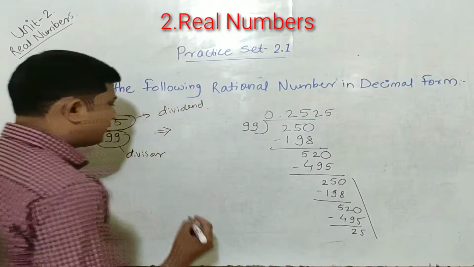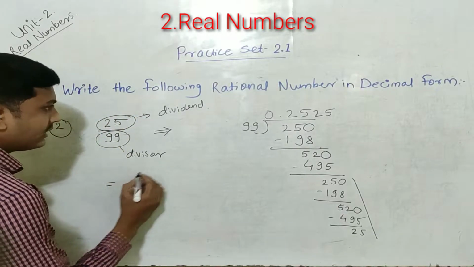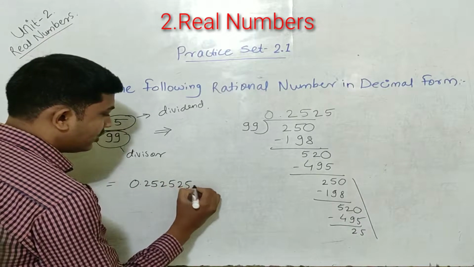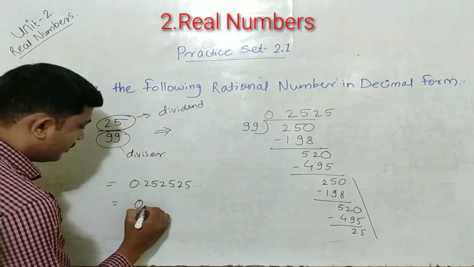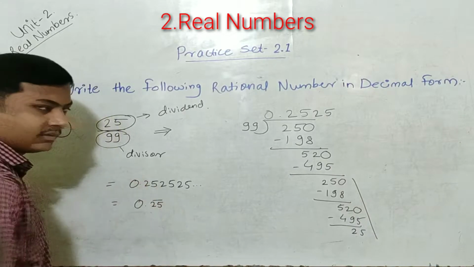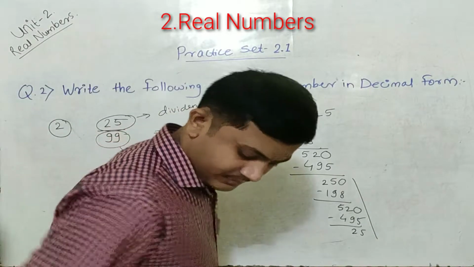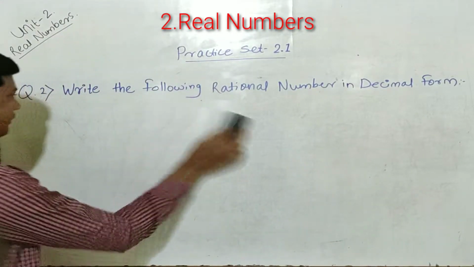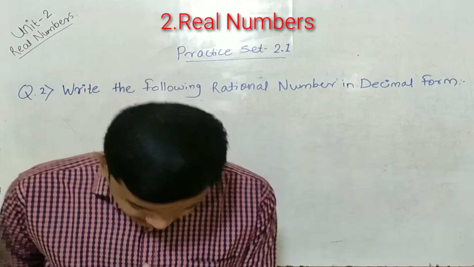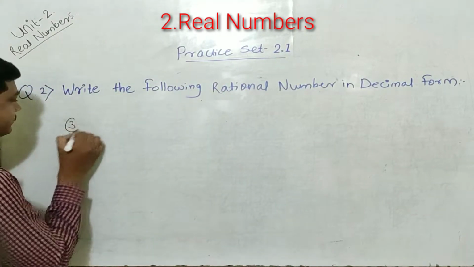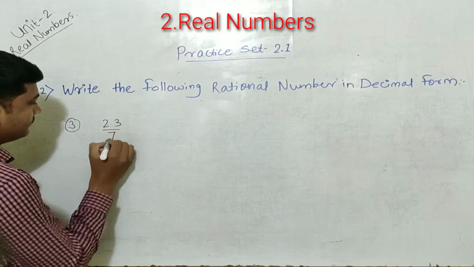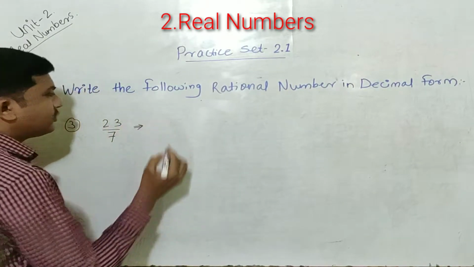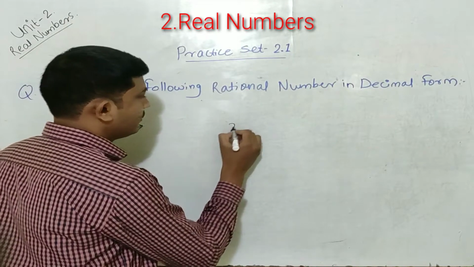Therefore the decimal expansion will be 0.252525 dot dot dot, or simply 0.25 bar. And next question, here dividend is 23 and divisor is 7.